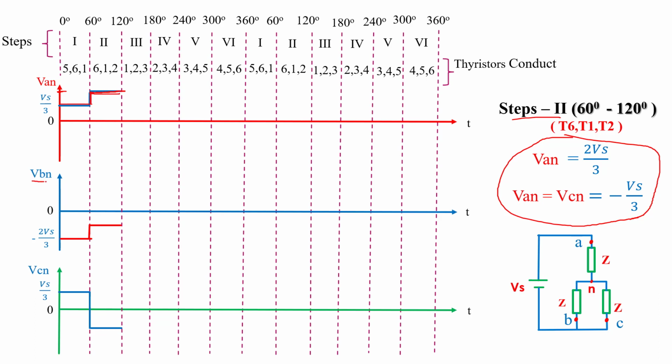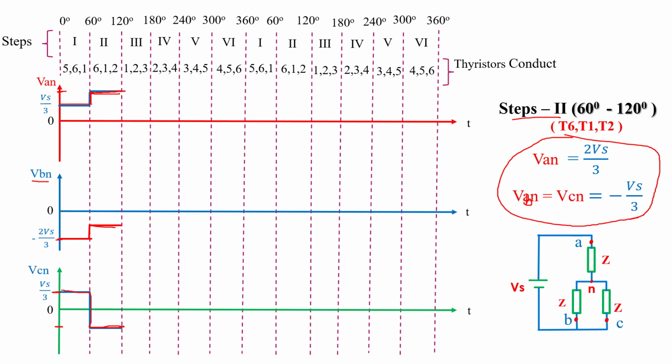Now for VBN the value is minus Vs by 3. So if this is minus 2Vs by 3, here is Vs by 3. Okay. Now VCN is again minus Vs by 3. So if this is Vs by 3, here it is minus Vs by 3. So here we draw minus Vs by 3. So this is the waveform for step 2.